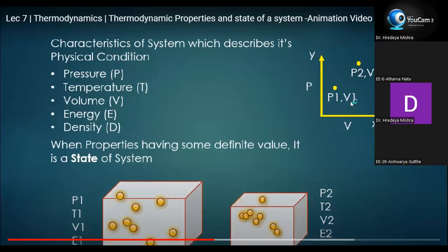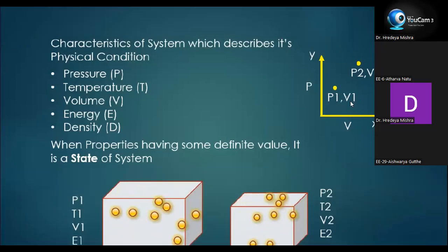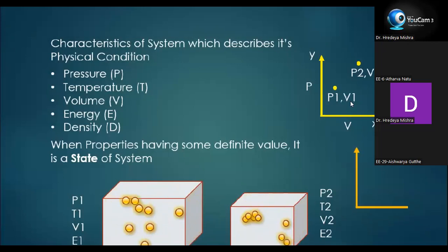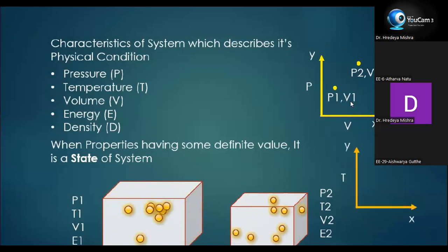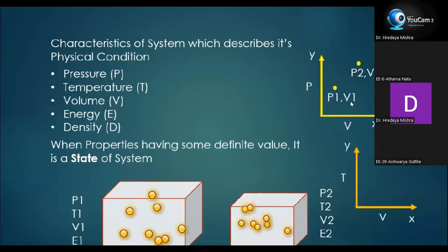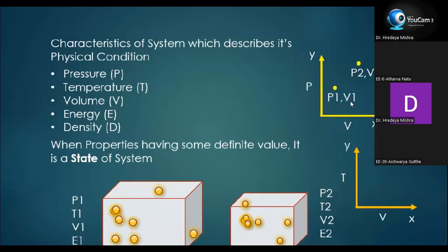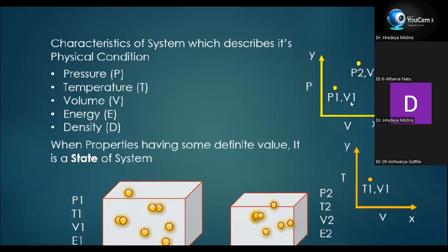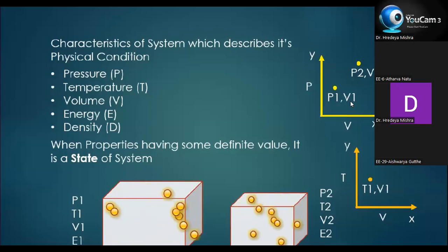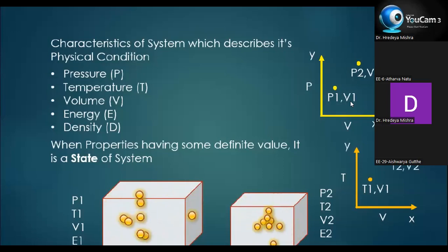Now we can draw some other graphs also, like PT, VT diagram, etc. So consider another graph, which is the TV diagram, which means that in order to specifically mention the state, we need the temperature and volume values. When the temperature is T1 and the volume is V1, the state will be this one, and when the temperature is T2 and volume is V2, the state will be this.